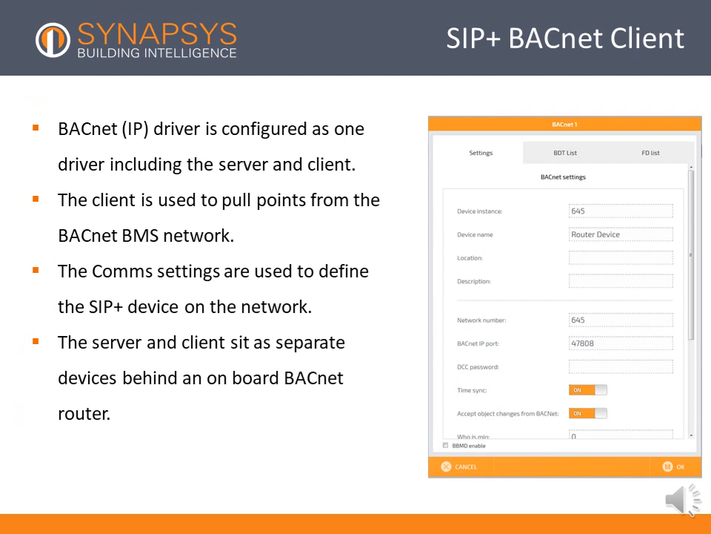The BACnet driver can be used to obtain data from a BACnet BMS, pulling points from multiple devices. This protocol can be configured to communicate over serial or Ethernet over IP. To communicate over a serial connection, a separate BACnet MSTP driver must be configured using the RS-485 port. The SIP+ acts as a separate device on the BACnet network as a router or gateway.